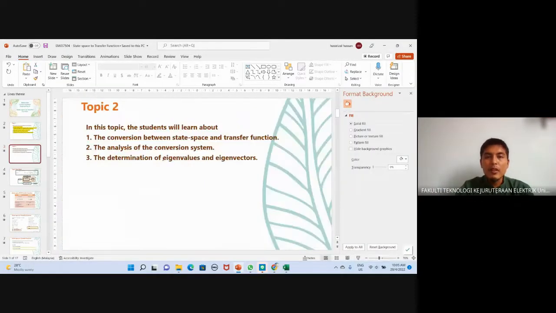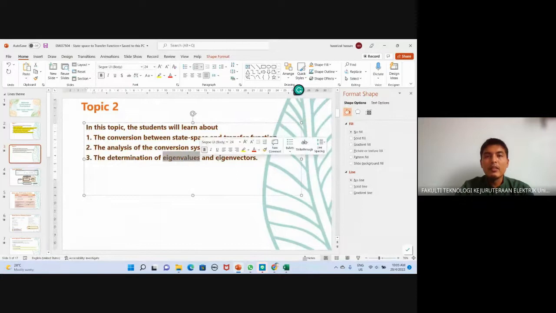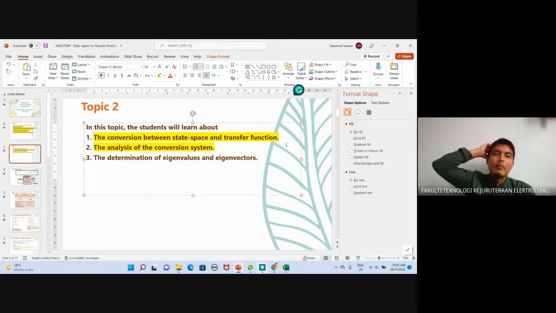So what are the eigenvalues? What are the eigenvectors? These are keywords. And for today, I will show you how to do these two: number 1, the conversion between state space and transfer function, and number 2, the analysis of the conversion system.